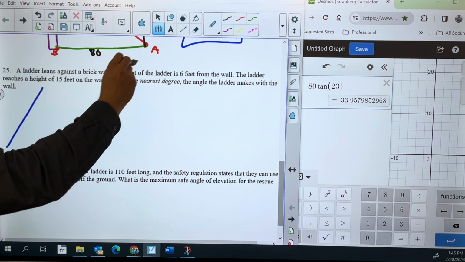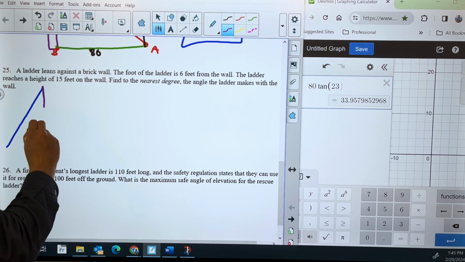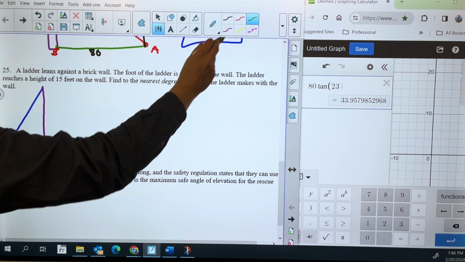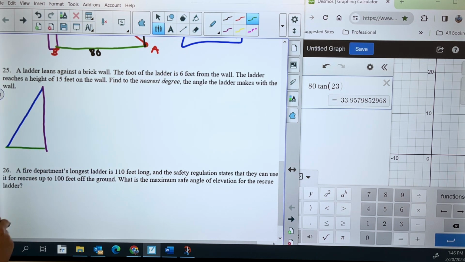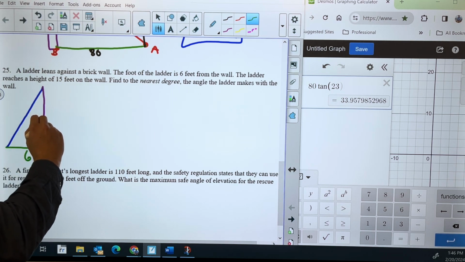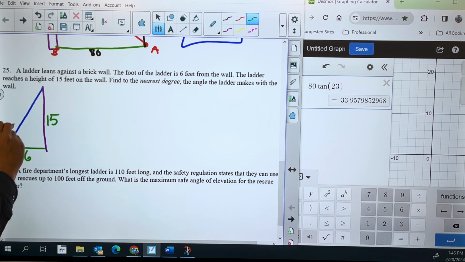Here's the ladder. Here's the wall. And here's the distance from that wall. In these problems, we're always assuming that wall is at a 90-degree angle with the floor, or as close as can be. So we're 6 feet away. The ladder is 15 feet on the wall, so that's going to be this height right here. If the ladder were 15 feet, then that would be that hypotenuse right there.